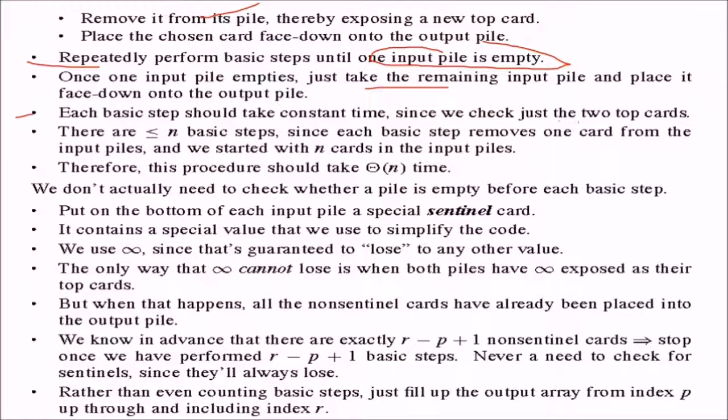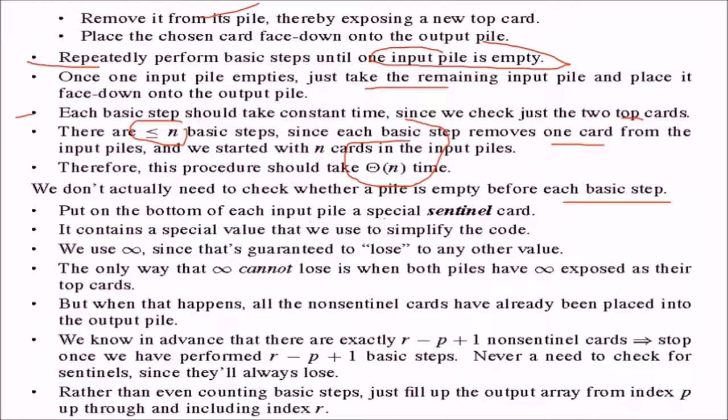And we just check the two top cards. So there are less than or equal to n basic steps, since each basic step removes only one card from the input piles, and we started with n cards in the input piles. So the procedure should take order of n time. But we don't actually need to check whether a pile is empty before each step. So just analyze it like this.